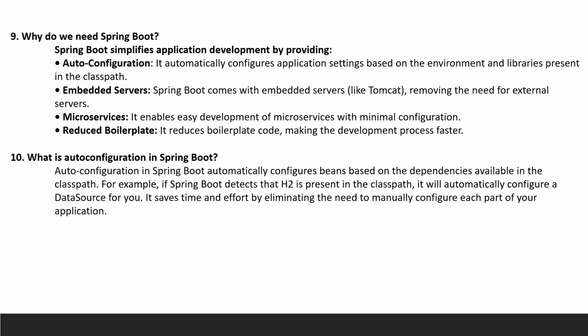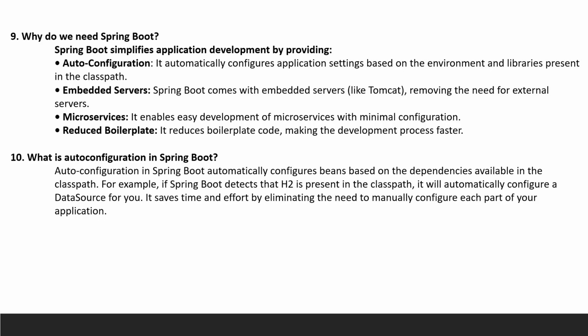One is externally we have to do it: XML based configuration, and the second is annotation based or Java based configuration. Whenever we do that, only then will the Spring container treat that object as a Spring Bean and maintain its lifecycle. But in Spring Boot, what happens?